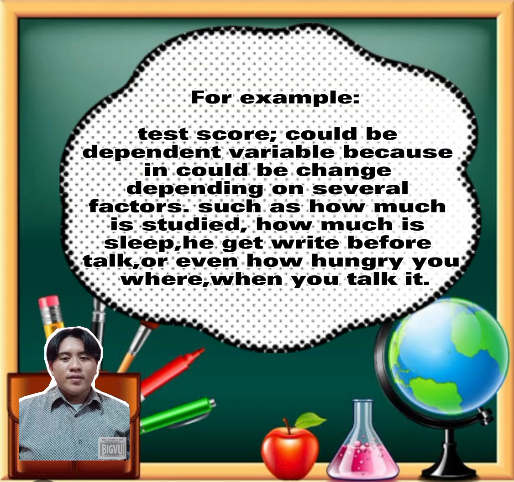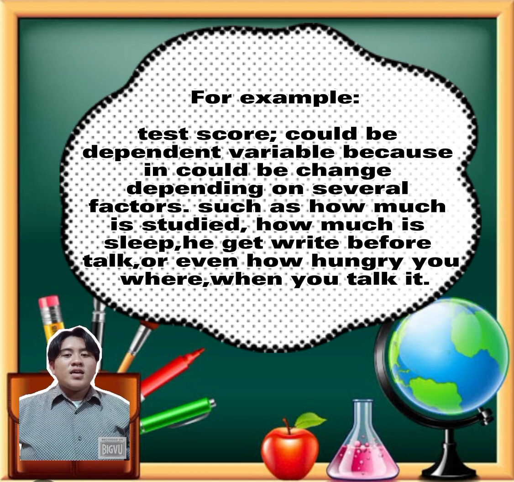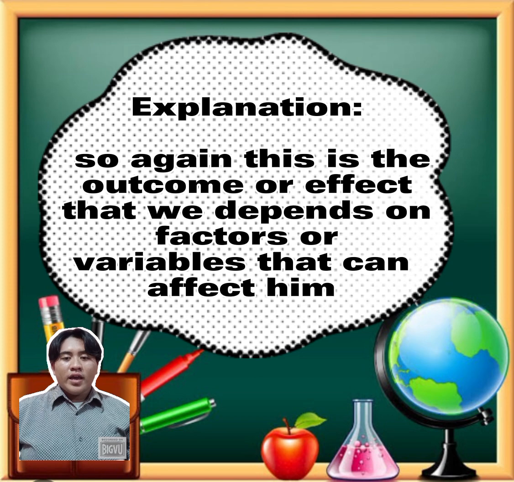For example, test scores could be a dependent variable because they could change depending on several factors, such as how much is studied, how much sleep you get right before the test, or even how hungry you were when you took it. So, again, this is the outcome or effect that depends on factors or variables that can affect it.